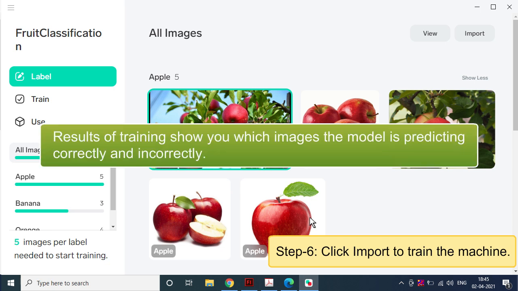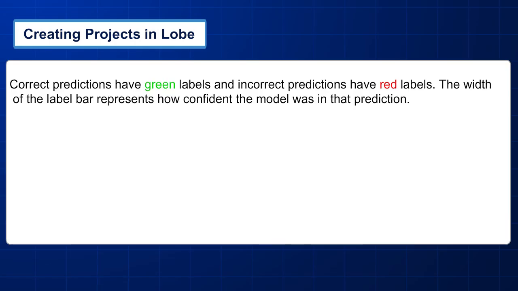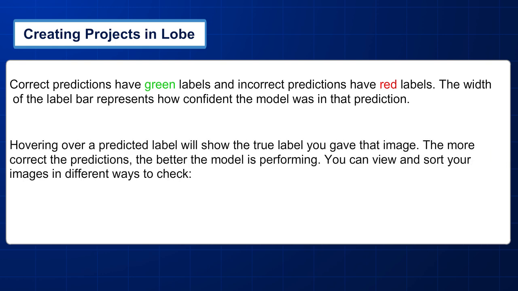Results of training show you which images the model is predicting correctly and incorrectly. Correct predictions have green labels and incorrect predictions have red labels. The width of the label bar represents how confident the model was in that prediction. Hovering over a predicted label will show the true label you gave that image. The more correct the predictions, the better the model is performing.